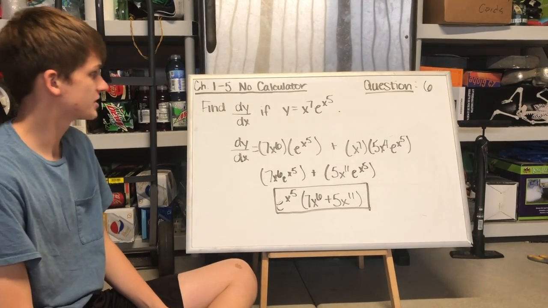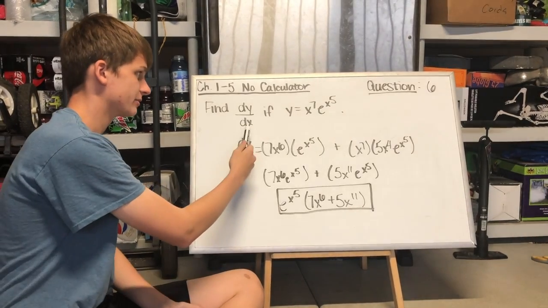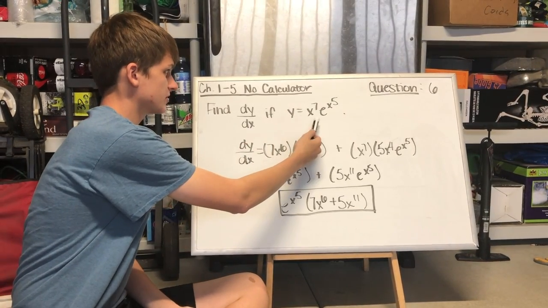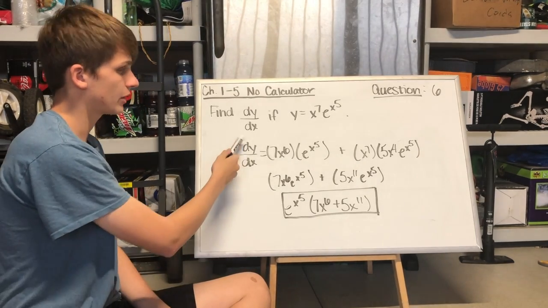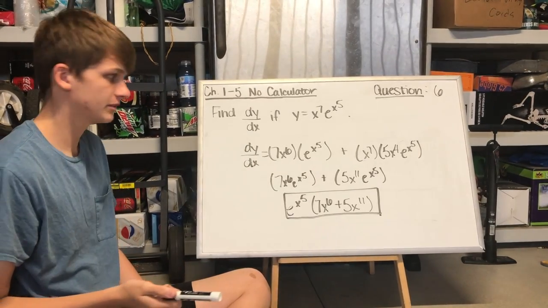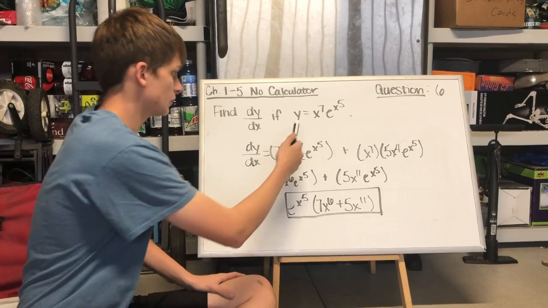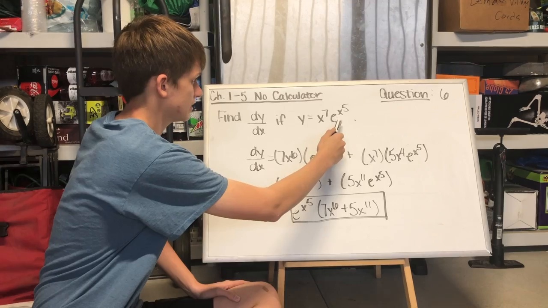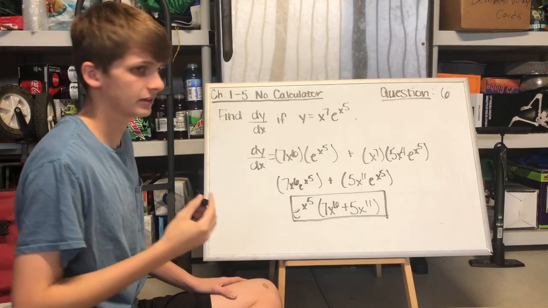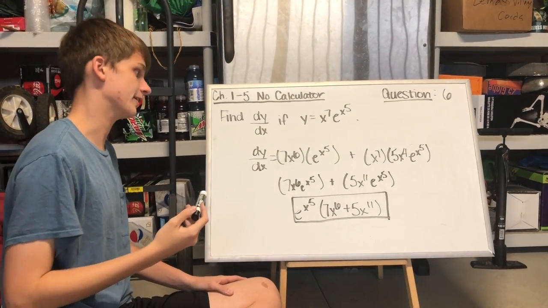Alright, so for question number 6, we have to find dy over dx if y equals x to the 7th times e to the x to the 5th. So finding dy over dx is the same as finding the derivative. So with y equals x to the 7th times e to the x to the 5th, we can immediately see a product rule occurring.